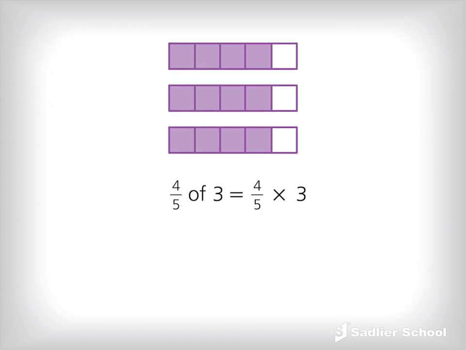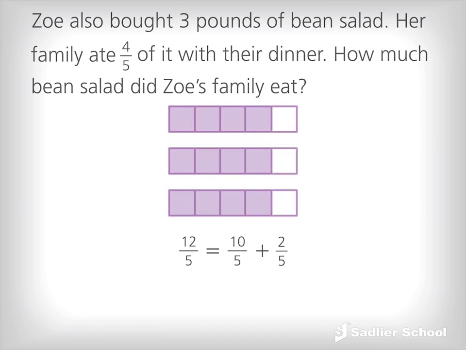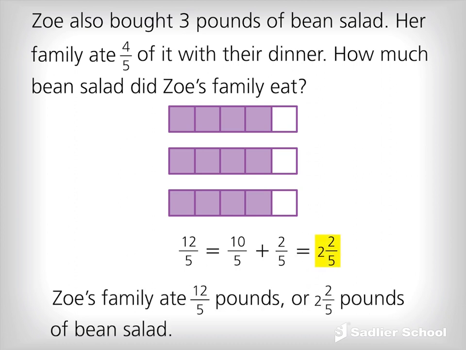To find 4/5 times 3, find 4/5 of each pound and add. 4/5 plus 4/5 plus 4/5 is equal to 12/5. You can write 12/5 as a mixed number. 12/5 is equal to 2 2/5. Zoe's family ate 12/5 pounds or 2 2/5 pounds of bean salad.